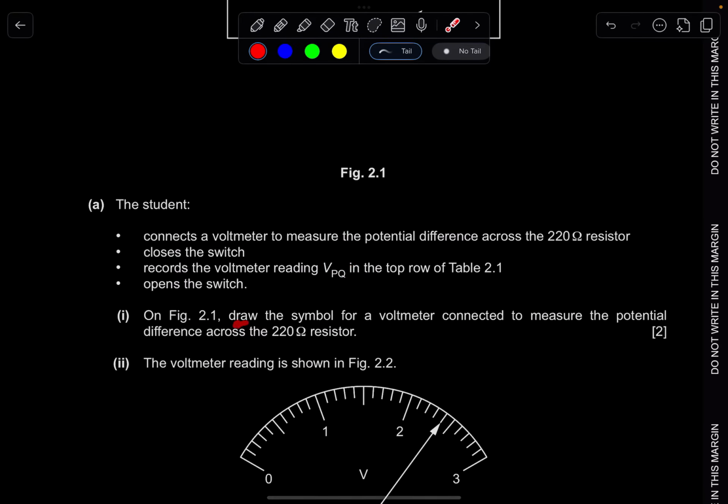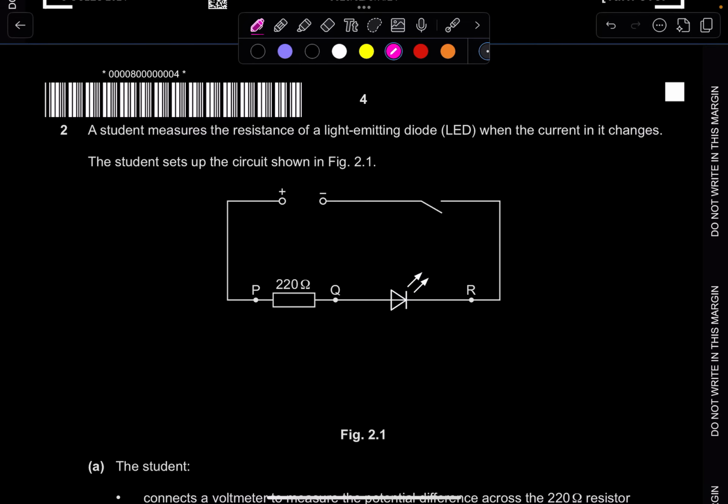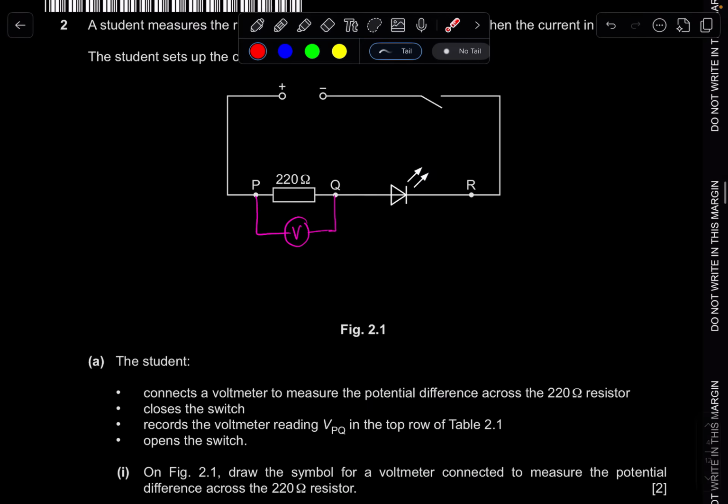What they're asking, draw the circuit symbol for a voltmeter connected to measure the potential difference across the 220 ohm resistor. Okay, so we have to draw a voltmeter. Voltmeter can be at this point. Okay, voltmeter is always installed in parallel with these points. You can install it here as well. Okay, it is also correct. So any one of them will be acceptable.